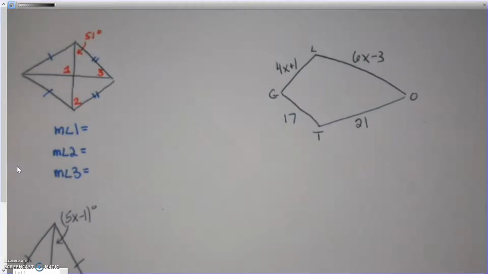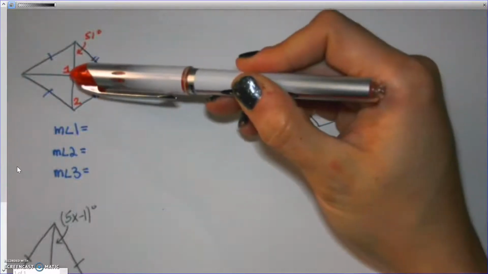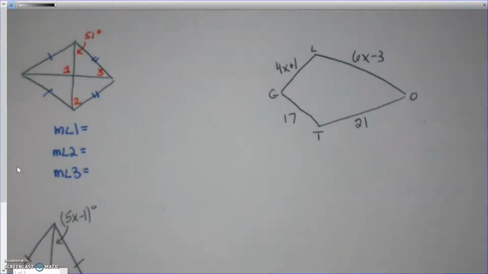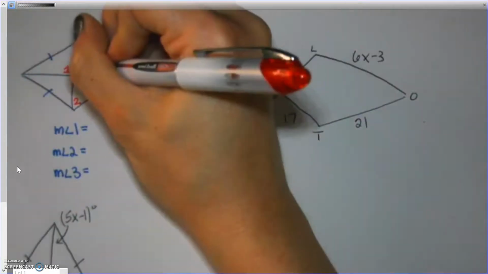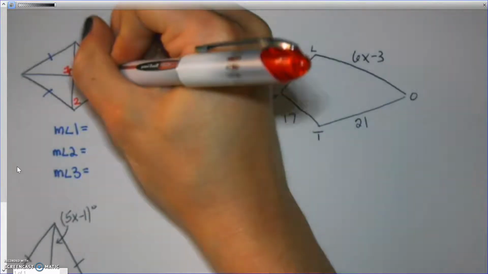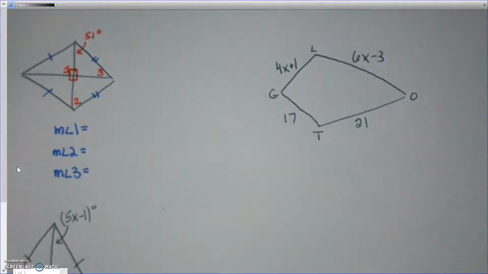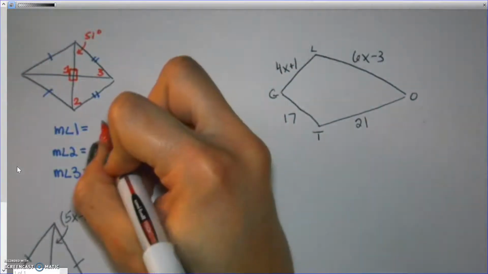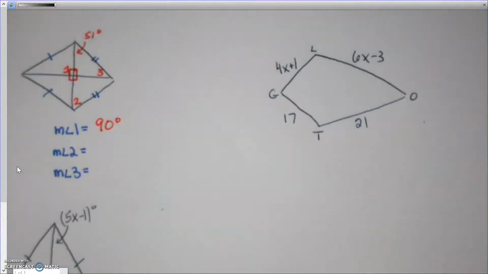Now, two of these do not require any calculation at all because angle 1 is the angle where the two diagonals are crossing. One of our properties of a kite is that the diagonals are always perpendicular to each other. So we know that those angles are all right angles. So right away, we know that the measure of angle 1 is 90 degrees.